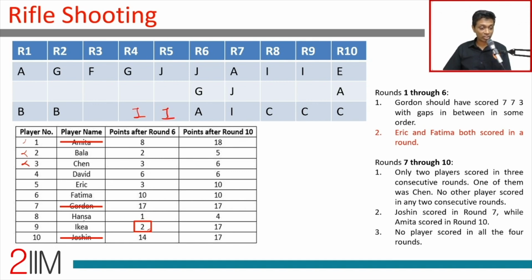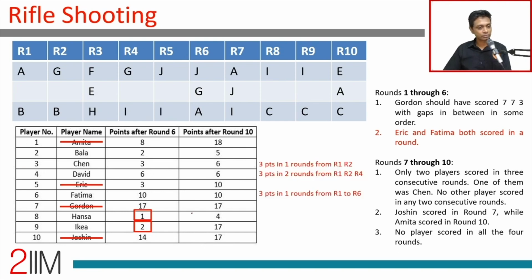Now we can move to Hansa. Hansa has got 1 third place finish, starting from round 3 onwards. Till round 6, he got 1. So this has got to be H. We know that Fatima and Eric both scored in a round. So there is Fatima here. This should be Eric.